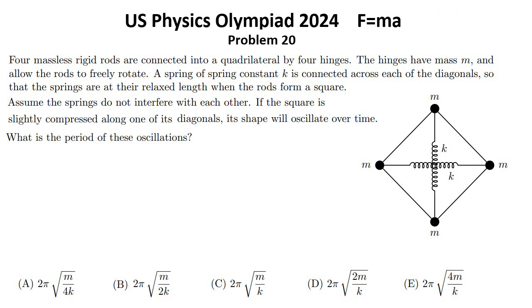Assume the springs do not interfere with each other. If the square is slightly compressed along one of its diagonals, its shape will oscillate over time. What is the period of these oscillations?